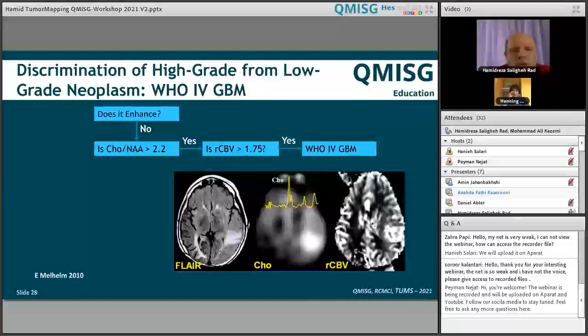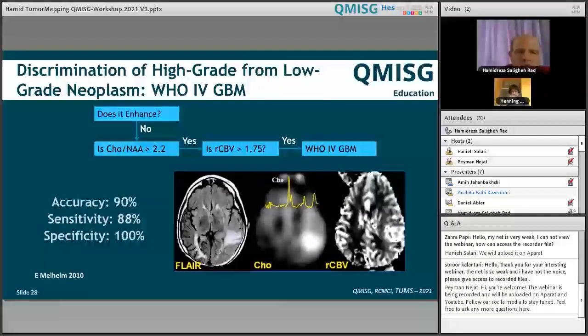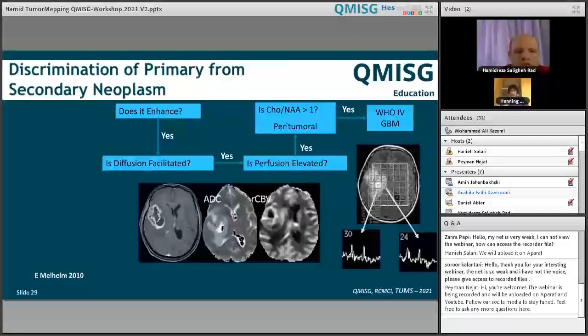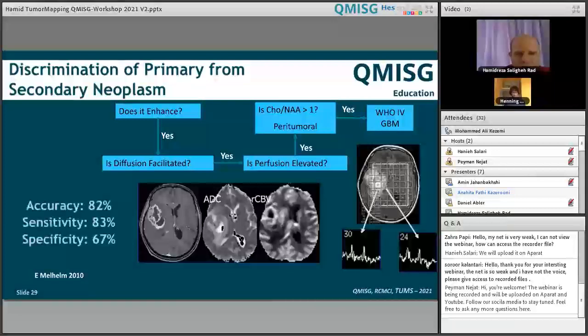In the continuation of this paradigm and idea, we look at this example, discrimination of high grade from low grade neoplasm, and we see that the combination of MR spectroscopy and perfusion gives us great accuracy. Another example is discrimination of primary from secondary neoplasm in tumor grading, if you like, which shows this nice combination of diffusion and perfusion and MR spectroscopy.